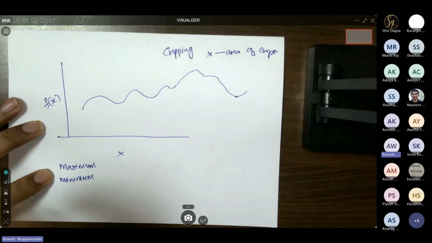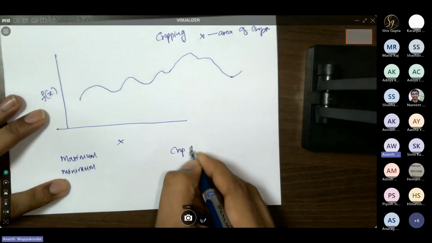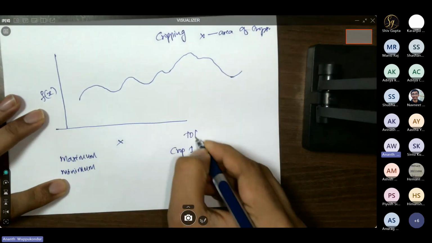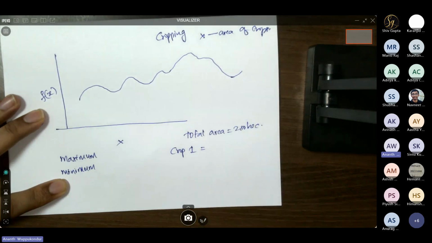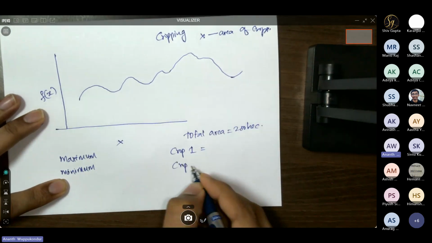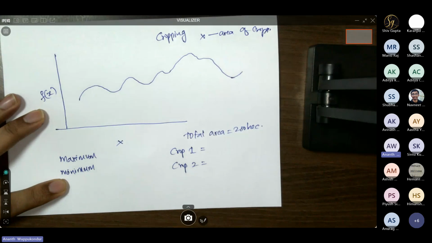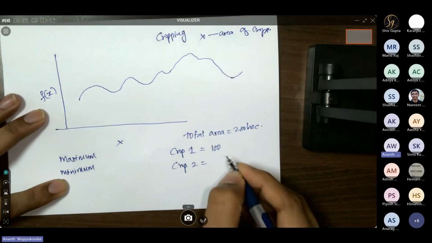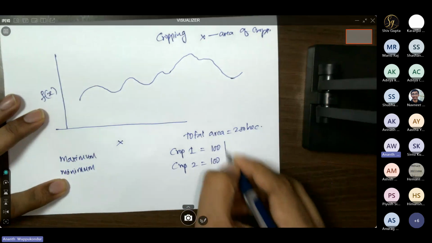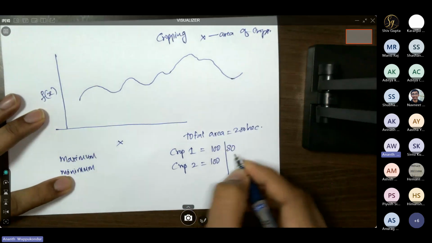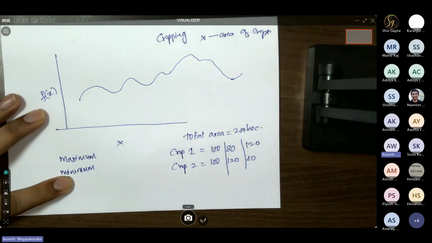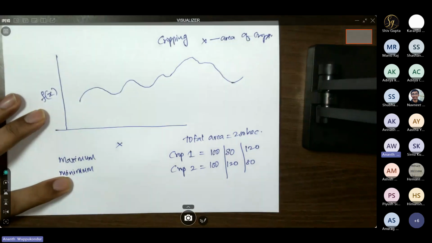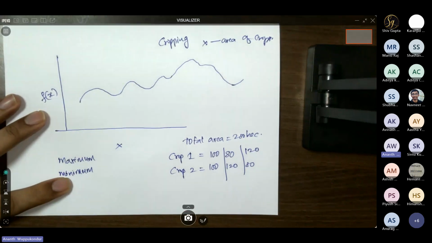So let us say out of the total area we have 200 hectares. There could be a number of combinations for crop 1 and crop 2 to make up 200 hectares, right? Crop 1 could be 100 and crop 2 could be 100 hectares each. Or crop 1 could be 80 hectares and crop 2 120, or vice versa, 120 and 80. So there could be a number of combinations in which you can grow the crops.